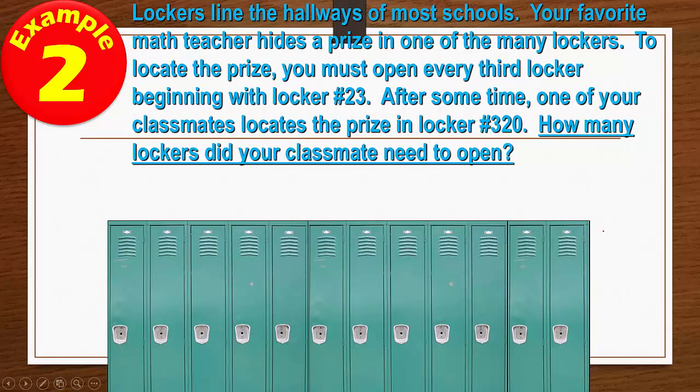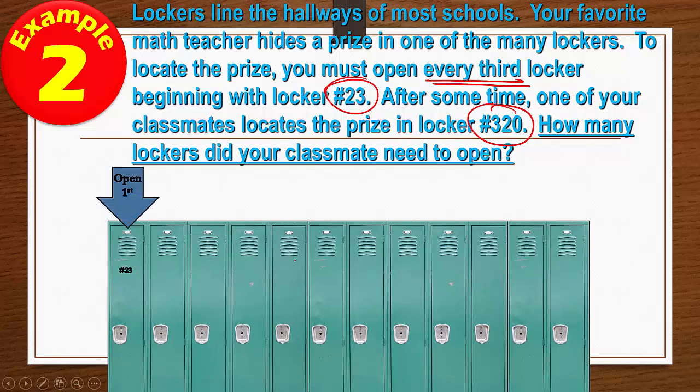Okay, second example. This one's a bit more involved. Lockers line the hallways of most schools. Your favorite math teacher, me of course, hides a prize in one of the many lockers. To locate the prize, you have to open every third locker, beginning with locker number 23. Okay, so that's important, locker number 23. After some time, one of your classmates locates the prize in locker number 320. Here you have to know that you're opening every third locker. So how many lockers did your classmate need to open?